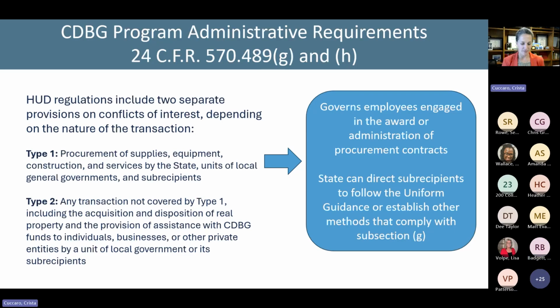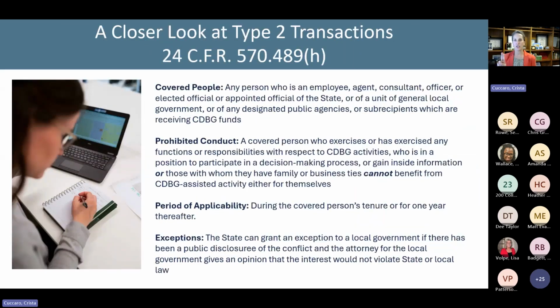Okay. Now I'm going to talk about type 2 transactions. So again, this is when we're talking about something other than procurement, something other than type 1 transactions. So for covered people, we need to look first at who's covered by this conflict of interest provision. Covered people are any employee, agent, consultant, officer, elected official, or appointed official of the state or local government or subrecipients receiving CDBG funds. Those folks are our covered people, right?